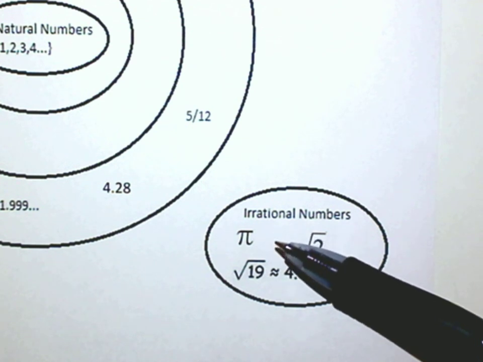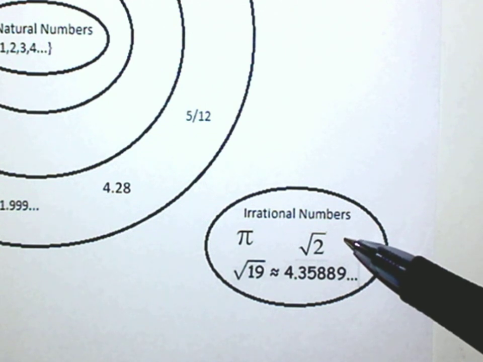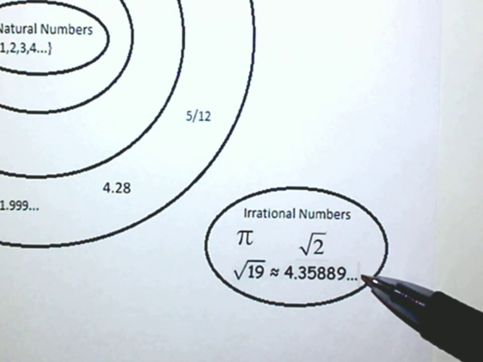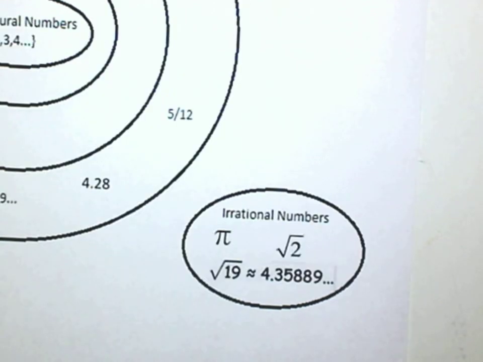Another example of an irrational number is the square root of 2, which also is a non-terminating, non-repeating decimal. The square root of any number that is not a perfect square is an irrational number. Now let's go to the rational numbers.